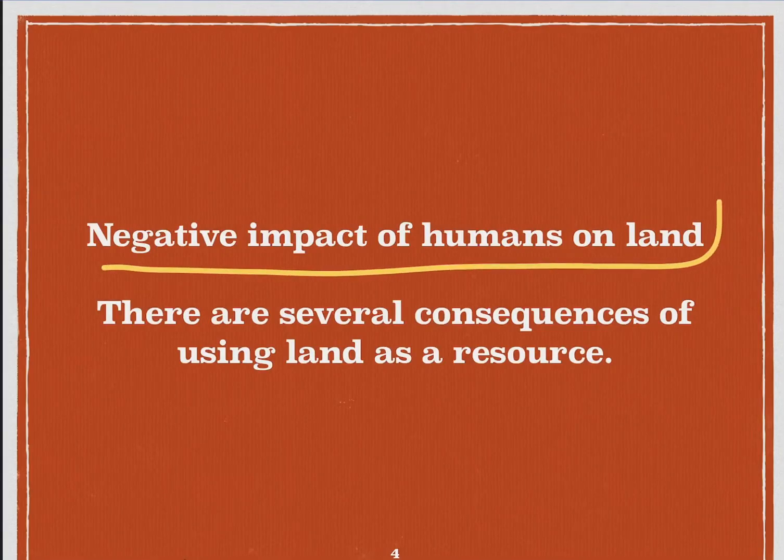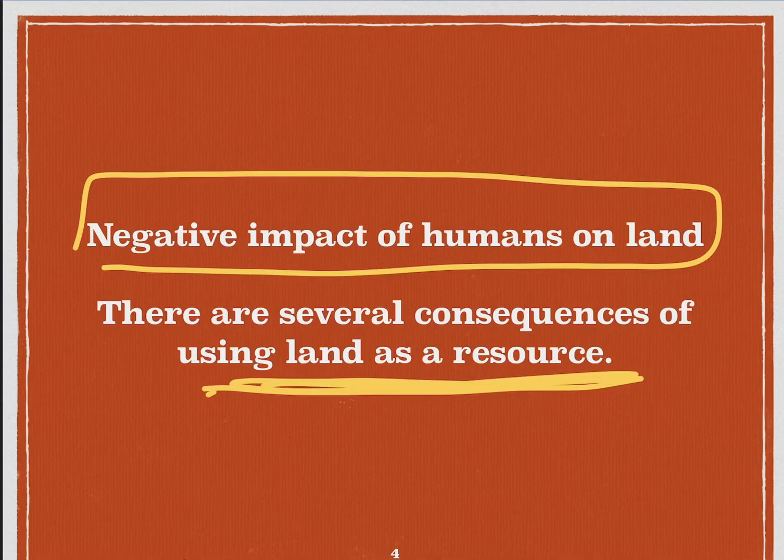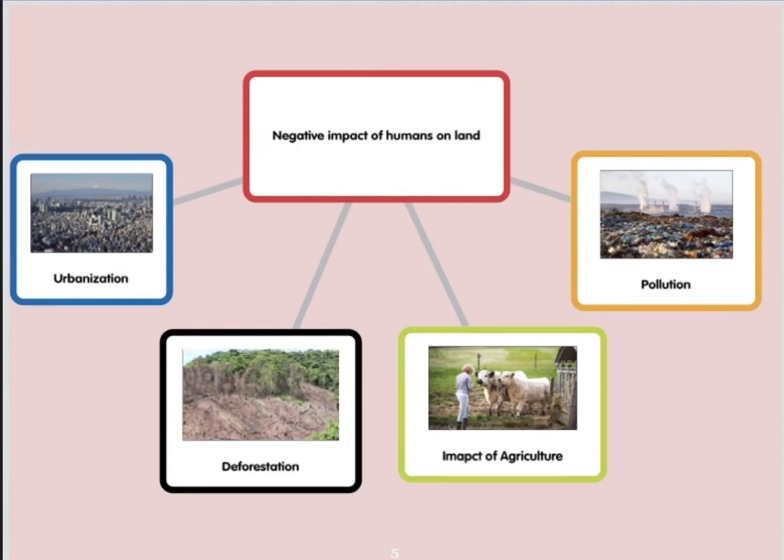So what is that negative impact we have on land? There are several consequences of using land as a resource. This excessive need for land has many problems that we will come to right now. The first is urbanization. The second is deforestation. The third is the impact of agriculture. And number 4, pollution. In this part of the lesson, we will come to number 1 and number 2.